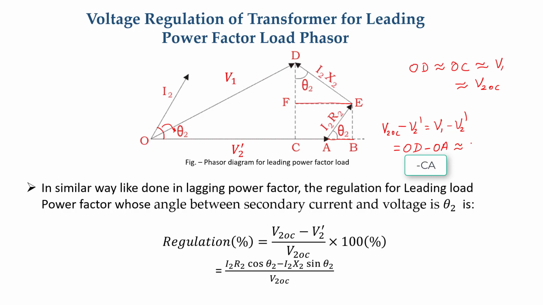this formula. But remember, in this case, if the regulation is negative, then it means that the voltage V1 is less than V2 dash, meaning the sending end voltage is less than the receiving end voltage, meaning at the receiving far end the voltage will be higher in magnitude.